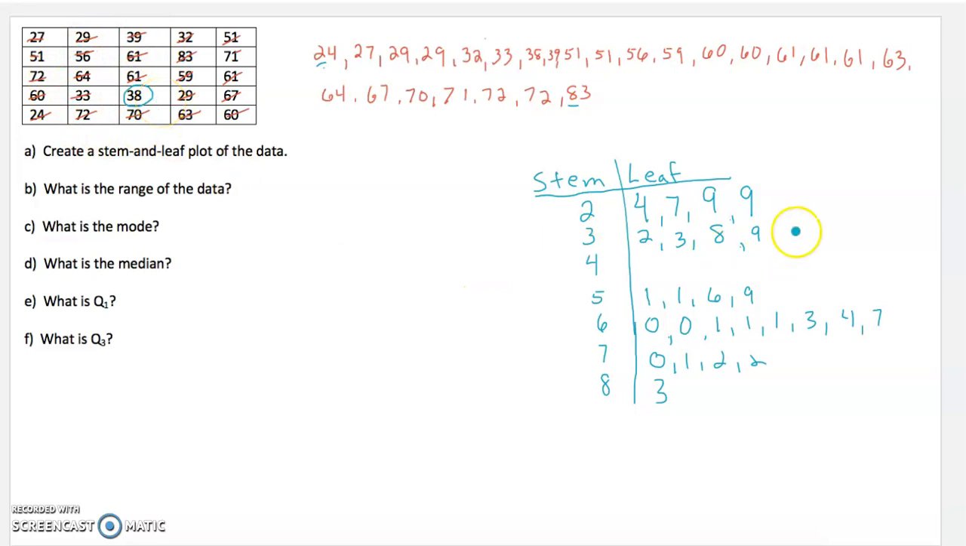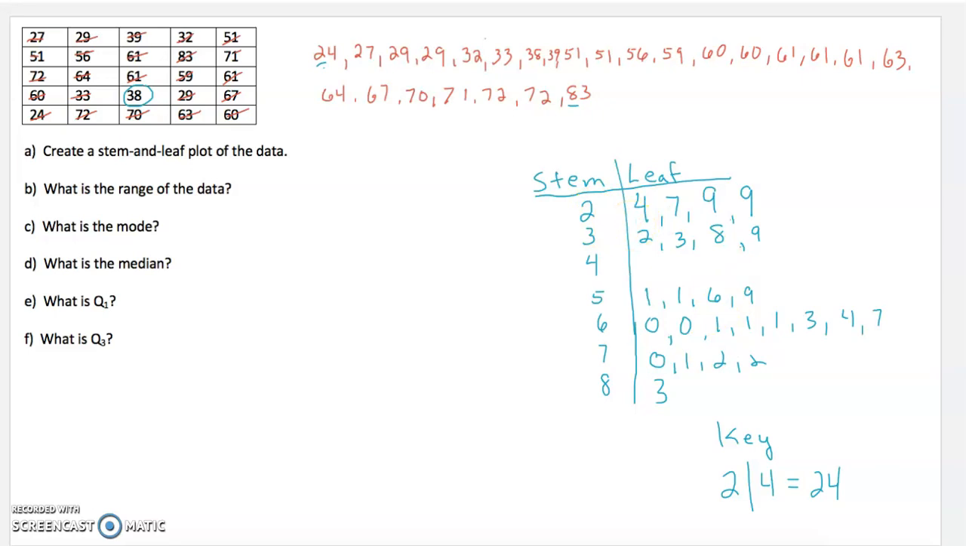Now, the last thing we have to do here is tell people how to read this chart. So what we're going to do is make a key. And the key looks like this. I always like to choose the very first number. So the very first number here is 24. So I'm going to write 2|4 equals 24. So as you read this number right here, 2|4, that represents 24. In theory, you could choose any number from this data set, but I like to choose the very first one.